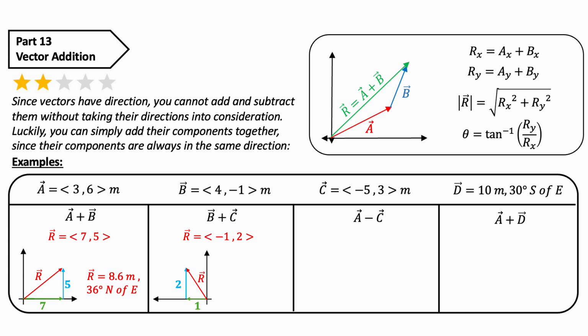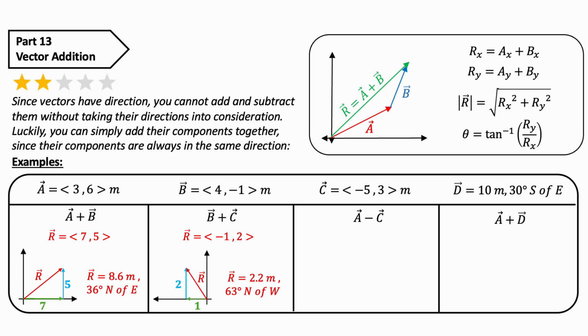The magnitude of that resultant is going to be 1 squared plus 2 squared. Take the square root of that, that's 2.2. And then the angle would be inverse tangent of 2 over 1, that's 63 degrees, and that's north of the west line. For the third one, we're now subtracting.